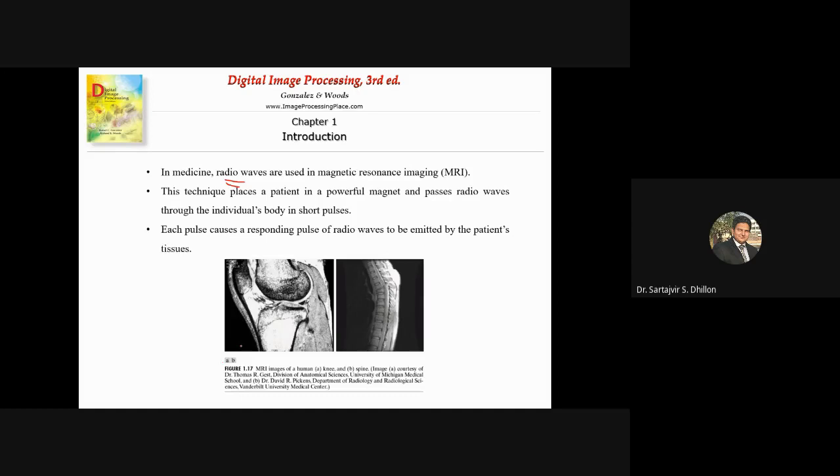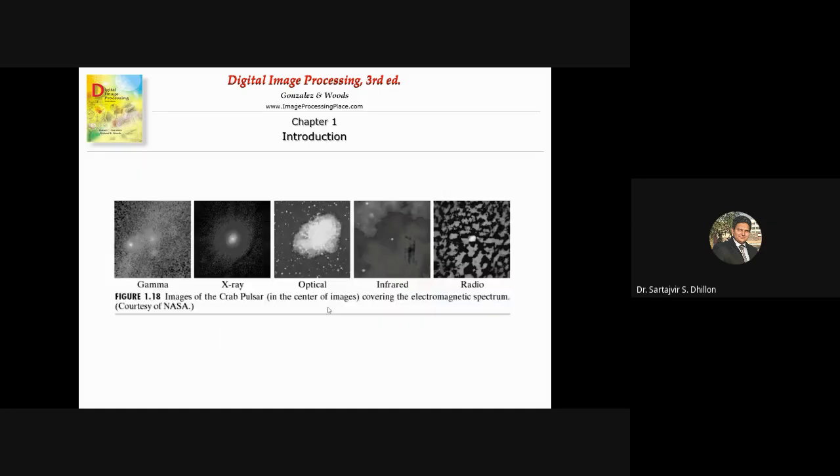And hopefully you all are aware of that. What is MRI images and why we are using that? These are some examples. There is an MRI image of a knee, and this one is an MRI image of a spine, so that we can use it for medical diagnosis.